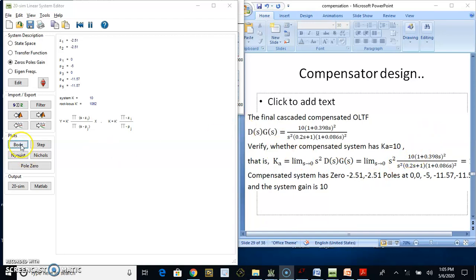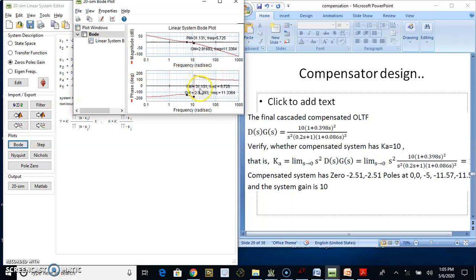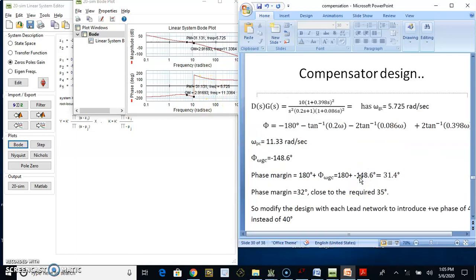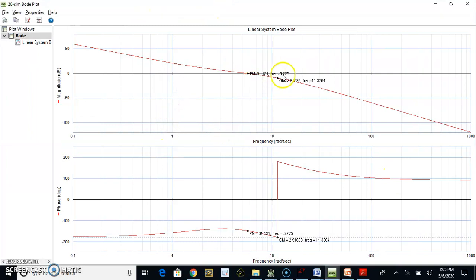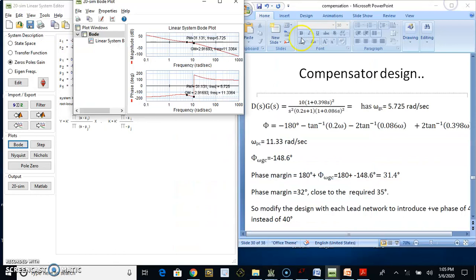If you look at the Bode plot and the phase margin, you can notice the phase margin is 31.13, which is what we got in the calculation also, 31.4 degrees. You can see the gain margin is also now positive. Now the system has become stable. This way we get a system which was unstable with minus 30 degrees of phase margin to almost plus 32 degrees. Of course, for this particular example, since it requires almost 35 degrees, we can redesign it and try to get close to 35 degrees.